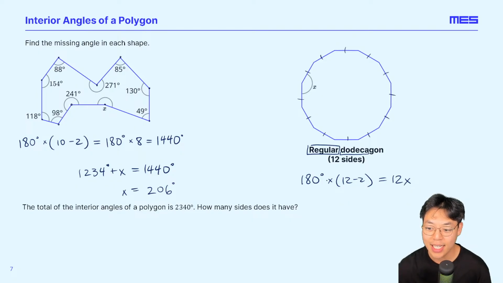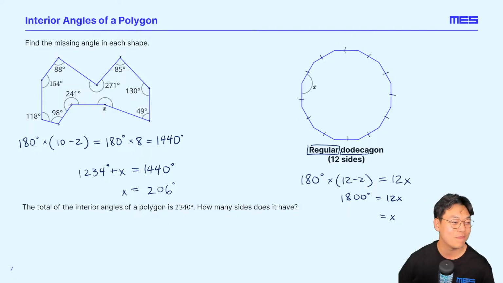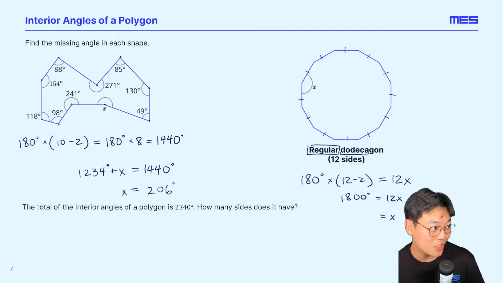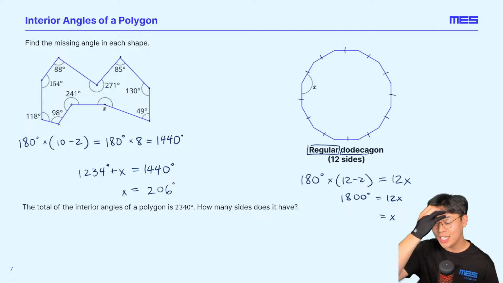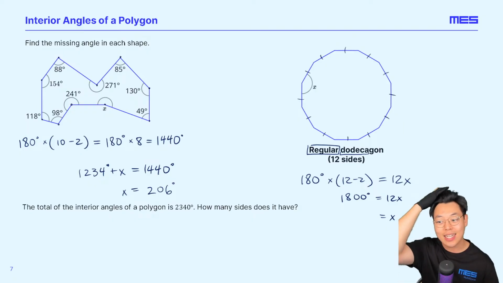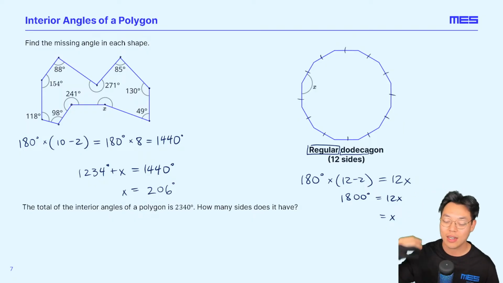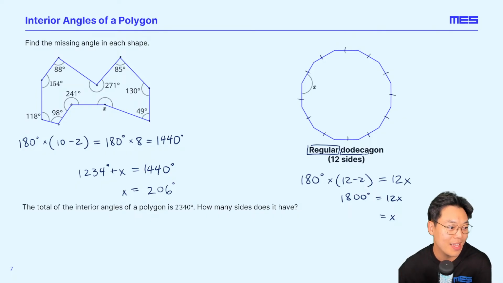And 180 times 10 is 1800. And we divide both sides by 12. What do we get for x? Don't forget your units of measure. Don't forget to type degrees in the chat after your answer. What's 1800 divided by 12?